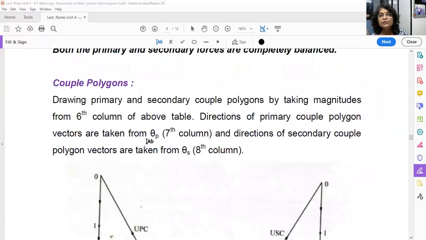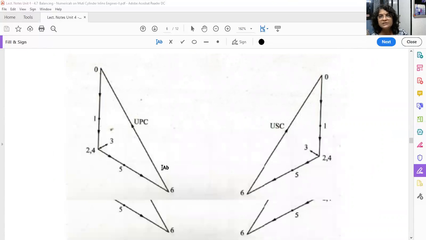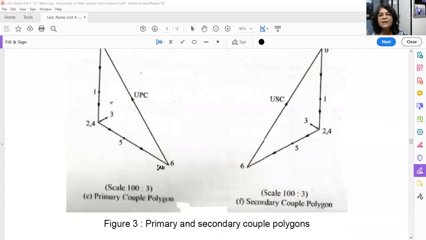Okay. So this direction, theta p and theta s. Don't look at the column. Once you have drawn the primary and secondary crank diagrams, there is no need to refer to the theta p and theta s column. You only have to refer to the primary crank diagram and the secondary crank diagram. So let us draw this now: the primary couple polygon. Take a suitable scale.